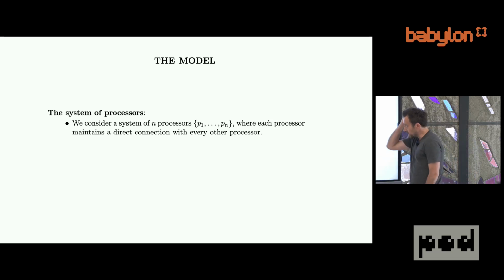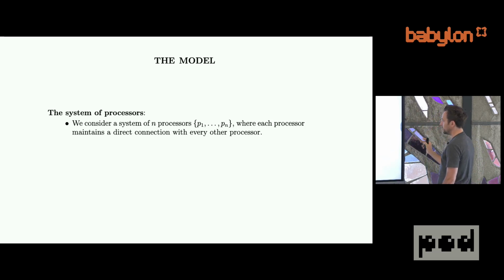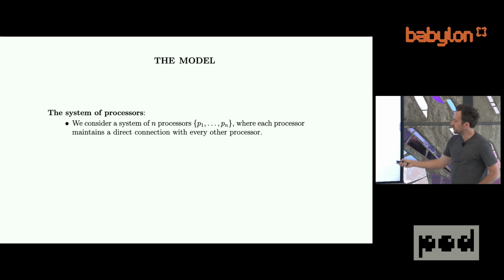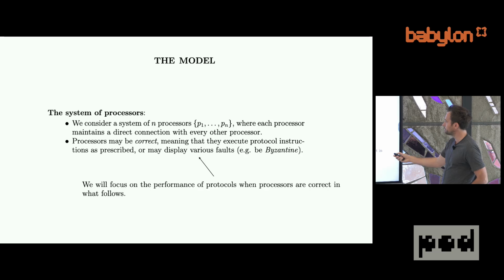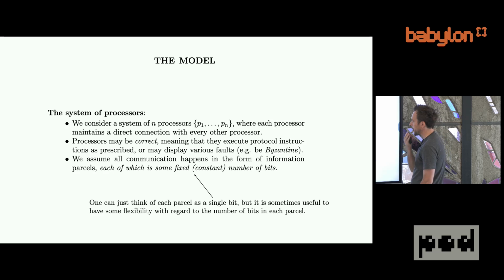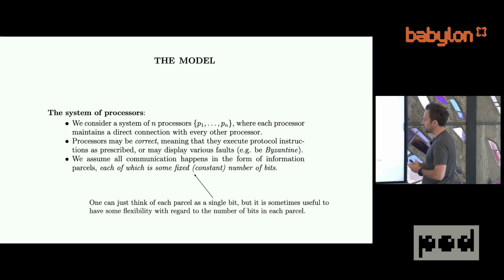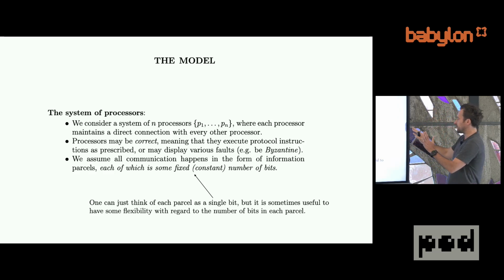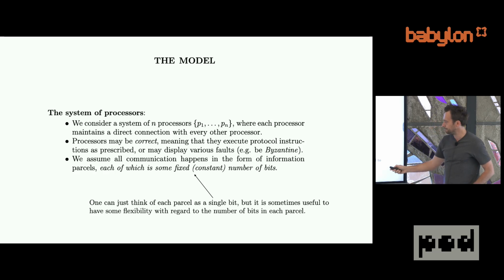Let's describe the model at quite a high level. First of all, everything's standard initially. We've got a system of n processors. We're going to imagine there's a channel between each pair of processors. Processors can be correct, or they could be faulty. We're going to focus on the case that people are behaving correctly. Then we're going to assume all communication happens in the form of information parcels, each of which is some fixed constant number of bits. For now you can just think of an information parcel as a single bit. There's nothing really interesting to be said there.